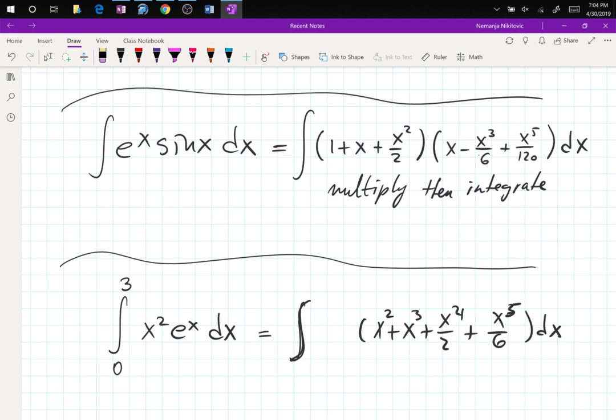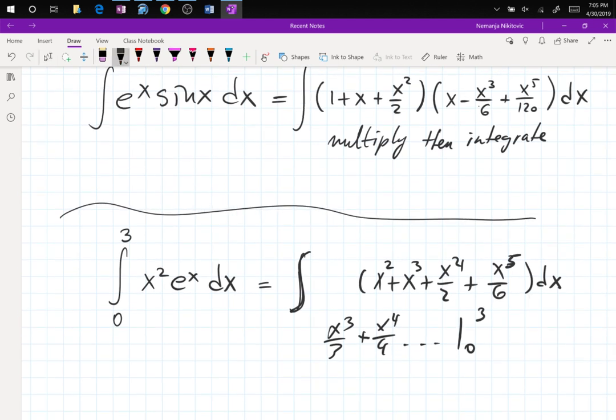Wrong. Because you integrate this, and you get your x cubed over 3 plus x to the 4 over 4, and you go on, and you plug in 0 to 3. Wrong. Because you centered your power series at 0. Where's the center between 0 and 3? Only 1.5. You see that?